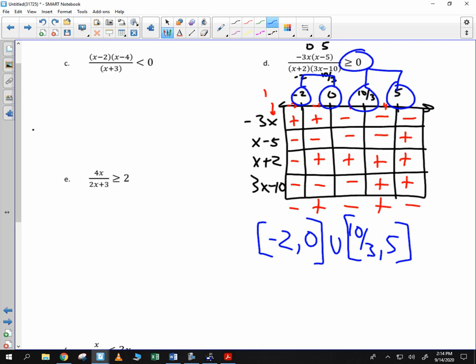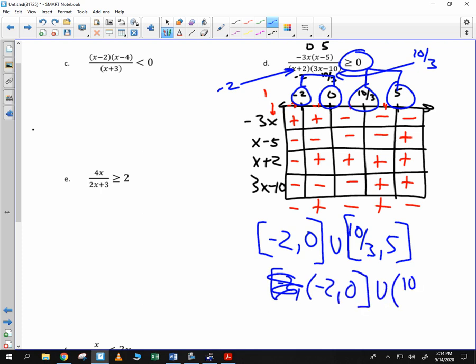You see, one small thing that you have to consider is you can never have 0 in the denominator. And what number would give you 0 in the denominator? -2 would, and also 10/3 would. So as you go back, you cannot include anything that gives you 0 in the denominator. So -2, whoops, sorry, -2 to 0, union with 10/3 to 5. Now that is our solution.